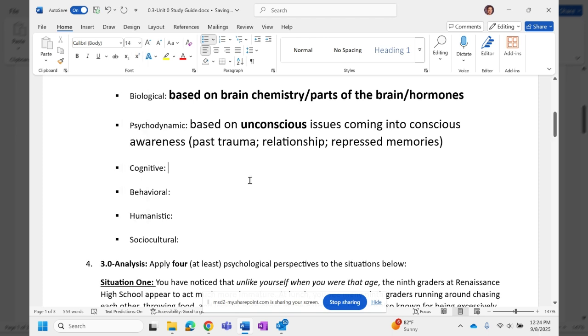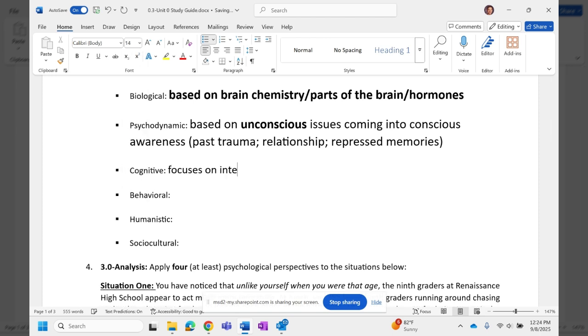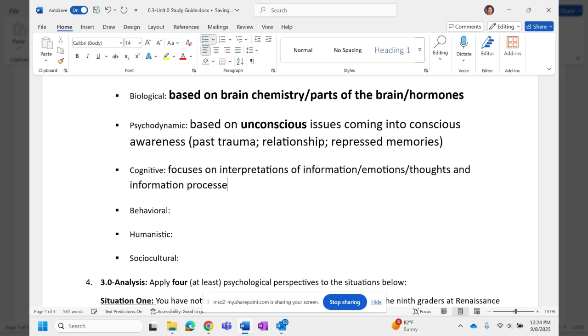Cognitive focuses on interpretations of information, emotions, thoughts, and information processing. So you can kind of see it as processing. What is happening? You can kind of see it like it's an extension of almost like structuralism a little bit. That's kind of a little bit of an oversimplification, but focusing on how people are interpreting what's going on around them.